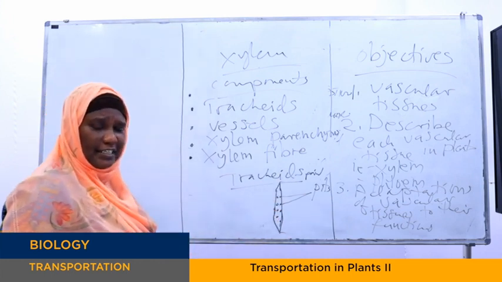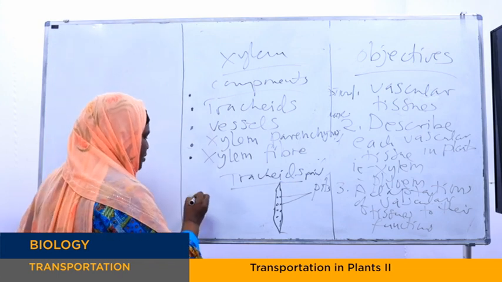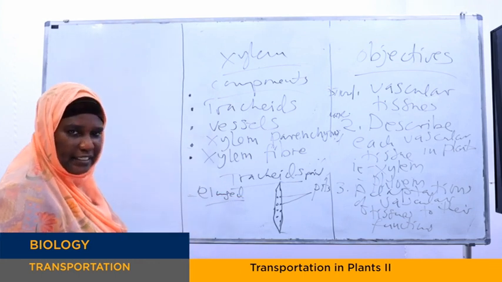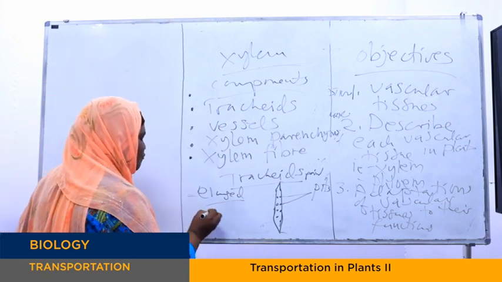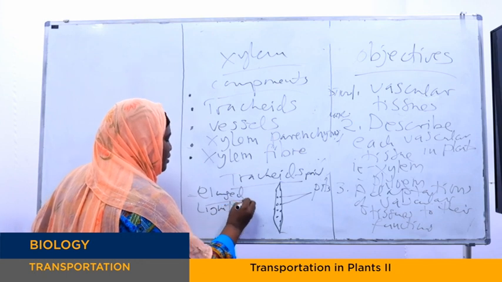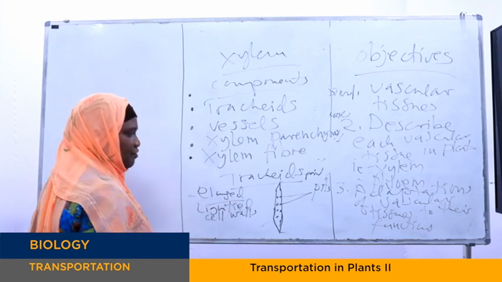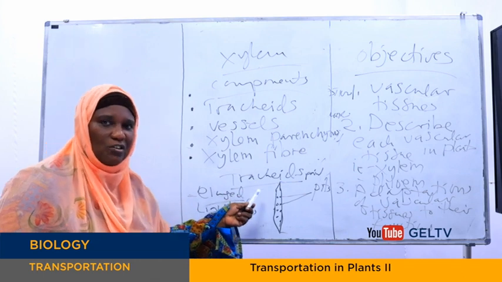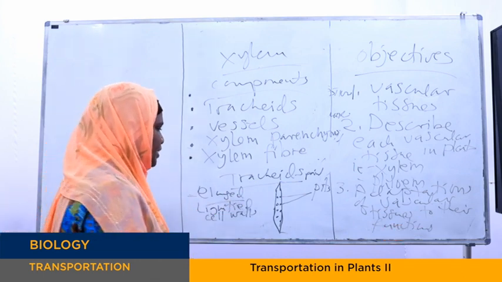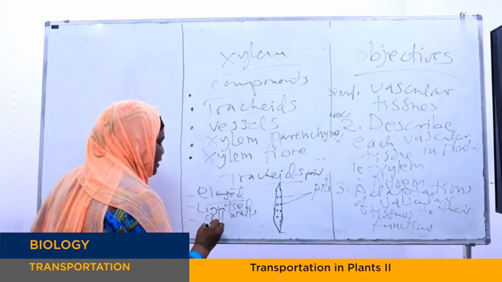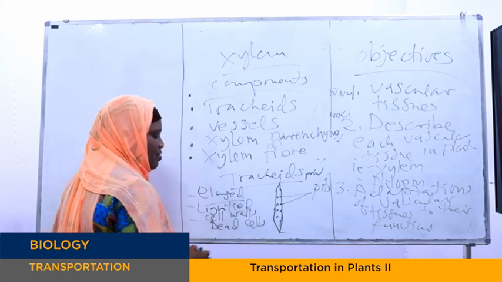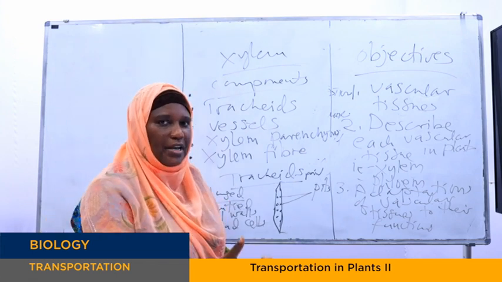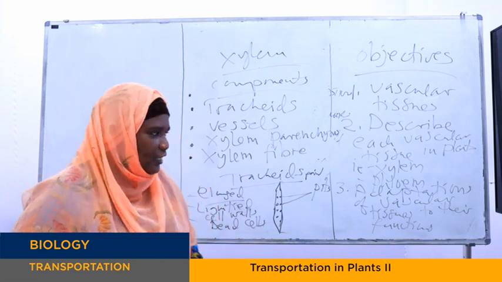Apart from being pointed, the cells are elongated. The cells have been elongated and they have lignified cell walls, and when they reach maturity, they lose their protoplasm. It means they are considered to be dead cells, with no obstructions at the lumen because the protoplasm has been lost.